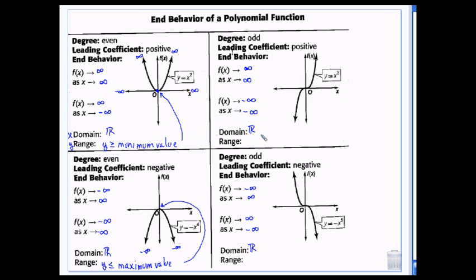Our range, well, it's going forever, right? It's going forever up and down. So if you have an odd exponent, your range is all real numbers. It's only when you have an even exponent that you have to worry about minimums and maximums.